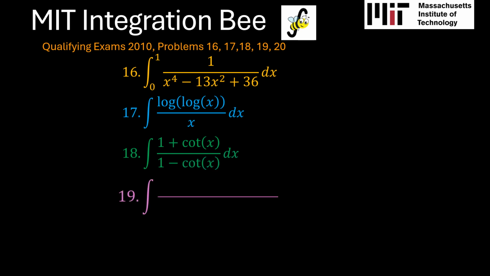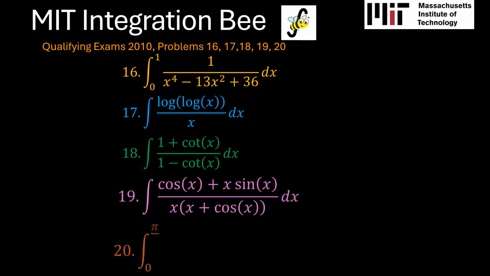Problem 19, which is also an indefinite integral, of cosine x plus x times sine x, all over x times the bracket x plus cosine x. And problem 20 is the definite integral from x equals 0 to x equals pi over 2 of 1 over sine x plus secant x.